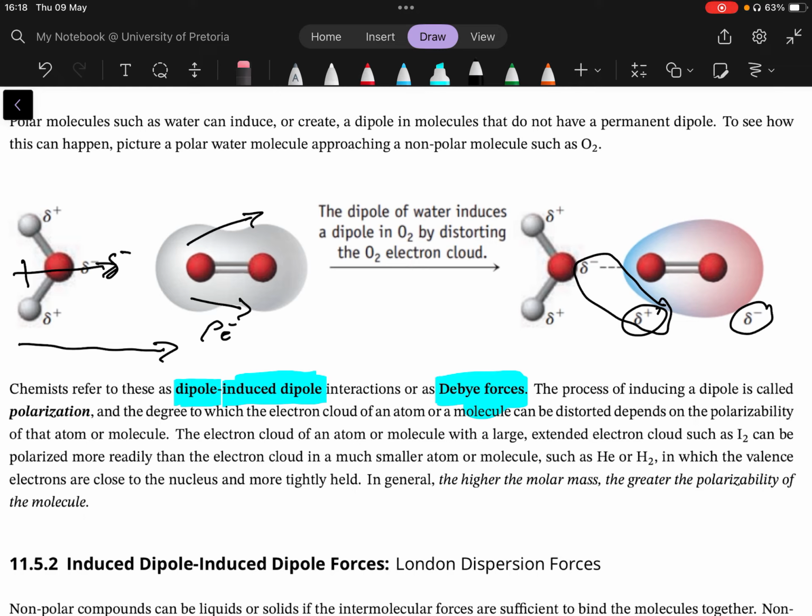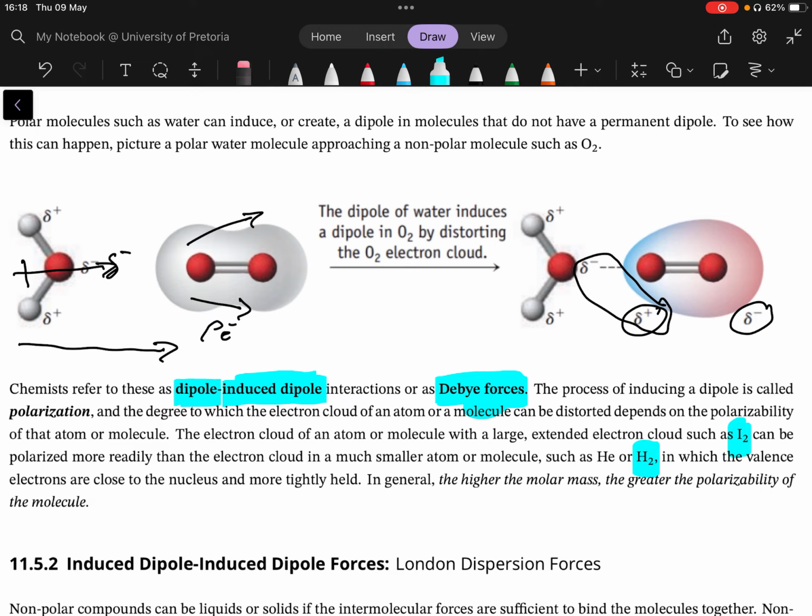They're also called Debye forces. Peter Debye did some work on that. It's linked to the polarizability of a molecule, which means how easily this can happen to a molecule. How easily can its electron cloud be distorted? Basically, an atom or molecule with a large, extended electron cloud, such as iodine, can be polarized more easily than a small one, like hydrogen.